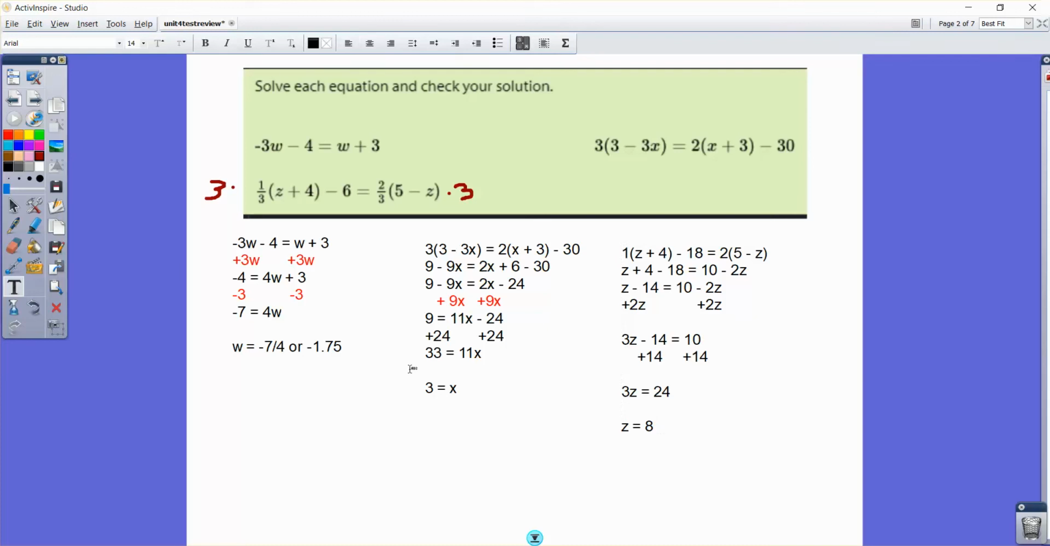And of course, for purposes of our video, understand that you should take these numbers and you should be checking these answers. You should be plugging 3 into this equation and make sure it works. You should be plugging 8 into this equation and making sure it works. Okay, let's go to the next page.